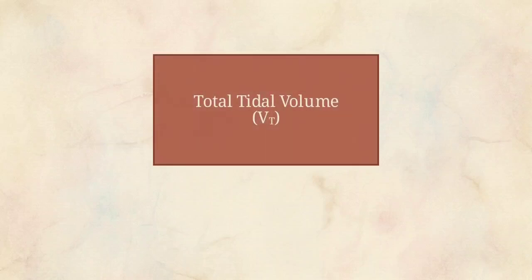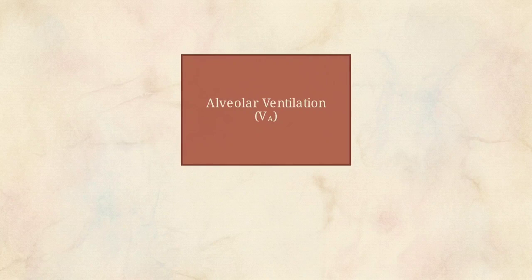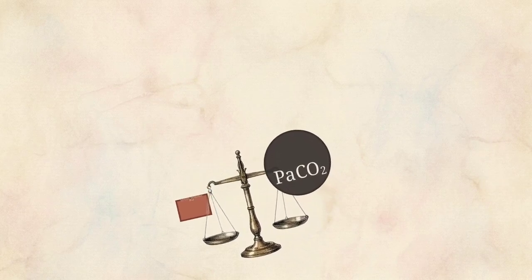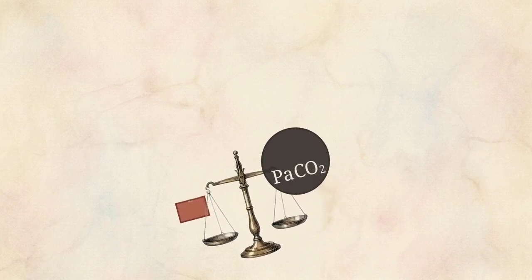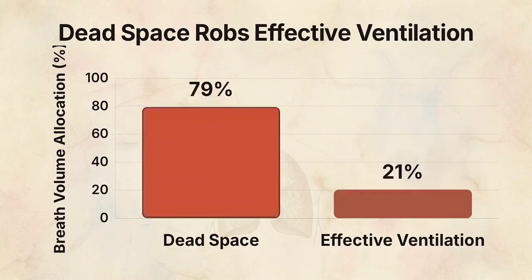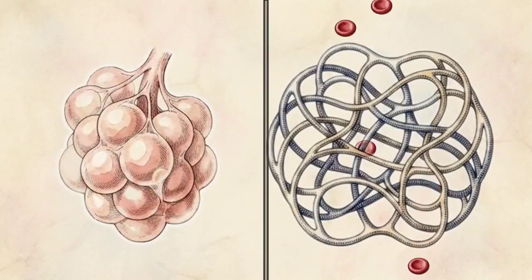Effective alveolar ventilation is the volume of air actually performing work. You calculate this by taking the total tidal volume and subtracting the dead space. This represents the volume that reaches the blood. This calculation dictates a strict mathematical law in the body. Alveolar ventilation has a direct, inverse relationship with arterial carbon dioxide levels. When alveolar ventilation drops, the PaCO2 on the opposite side of the scale is forced to rise. Therefore, any pathological increase in dead space directly robs the patient of effective ventilation and leads to the retention of carbon dioxide.